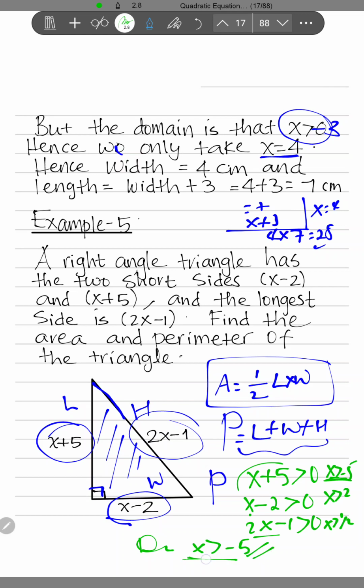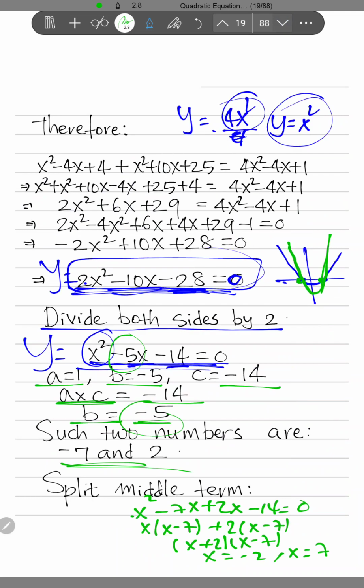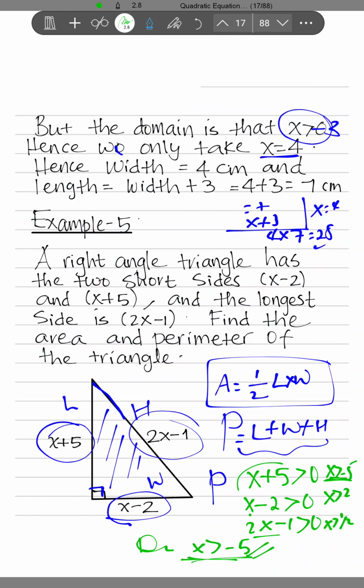So, whichever number which is greater than minus 5 is a valid answer. Which one it is? Let me have a look once again. X plus 5 is greater than 0, so X is greater than minus 5. Okay. X minus 2 is greater than 0, so X is greater than 2. And X is greater than half. That's okay. Then here, the minimum value in which x has to be greater than minus 5.